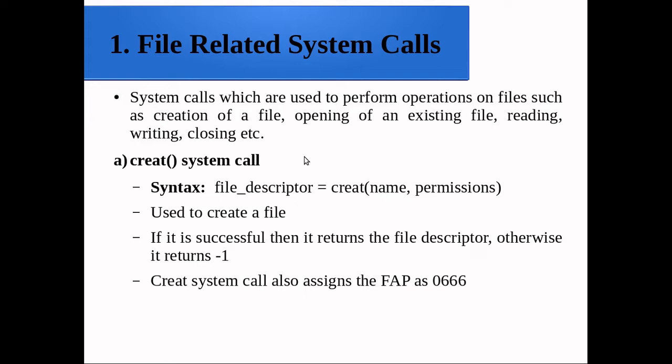So what are file related system calls? They are system calls used to perform operations on files, such as creation of a file, opening of an existing file, reading, writing, closing, etc. If we have a file and we want to do certain operations on it, the system calls we use for those purposes are called file related system calls.